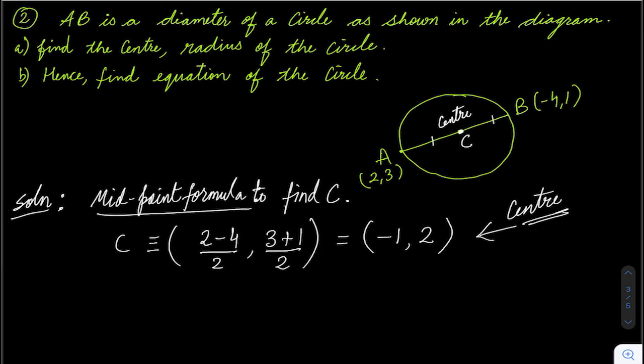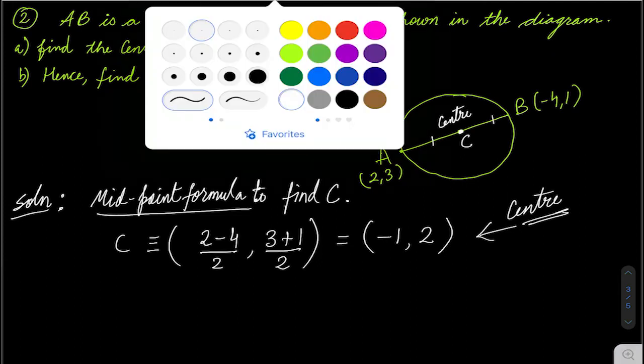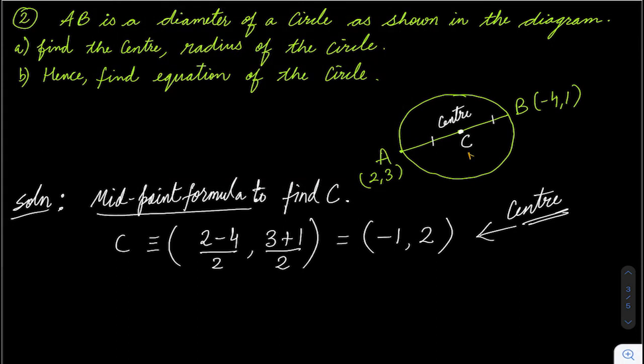Now the second part is radius. Now there are 2 ways to do this, to find the radius. First is, you have the center now, that is minus 1 comma 2. So you can find the distance between C and B or C and A. That is actually the radius. So this is my radius. So this is also my radius.